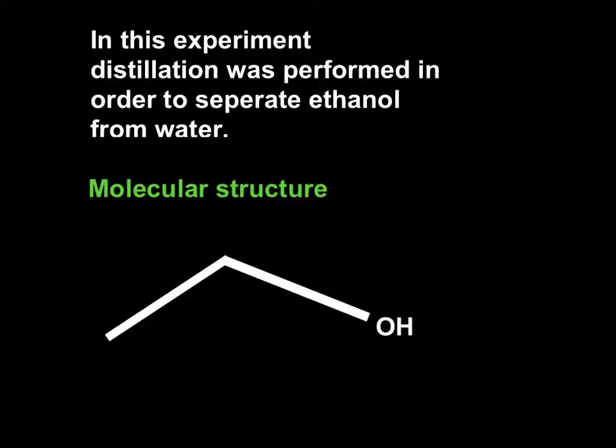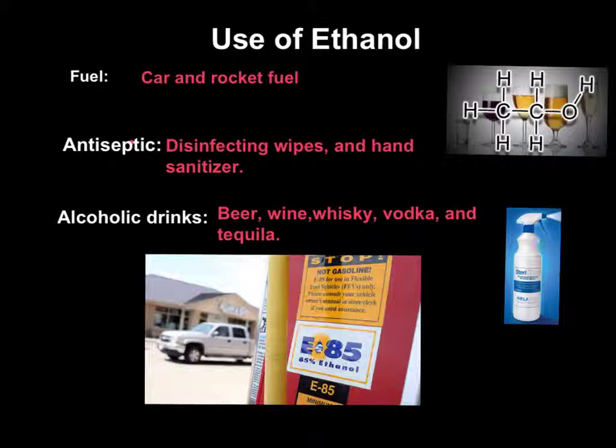Like I mentioned before, in this experiment, distillation was performed in order to separate ethanol from water. Ethanol is a clear liquid. It is flammable, has a boiling point of 78 degrees Celsius. Ethanol is used for fuel, for rockets and cars. It's usually mixed with gasoline.